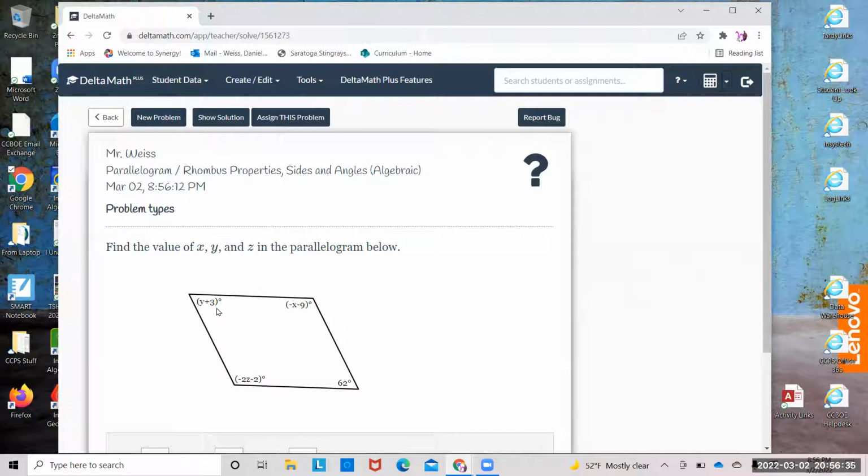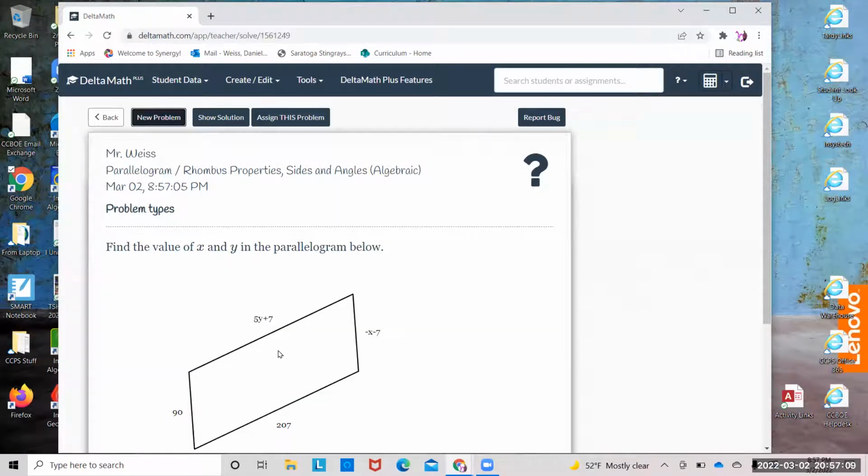Now, these two add up to 180. So I got to do 180 minus 62. 180 minus 62 is going to be 118. So negative x minus 9 equals 118. This one also equals 118. Negative 2z minus 2 equals 118. Solve for z here, solve for x here. You're done.